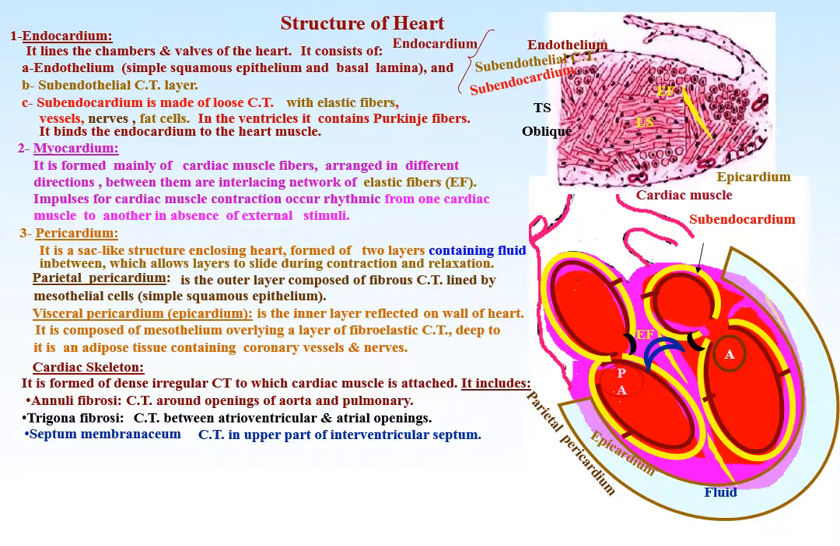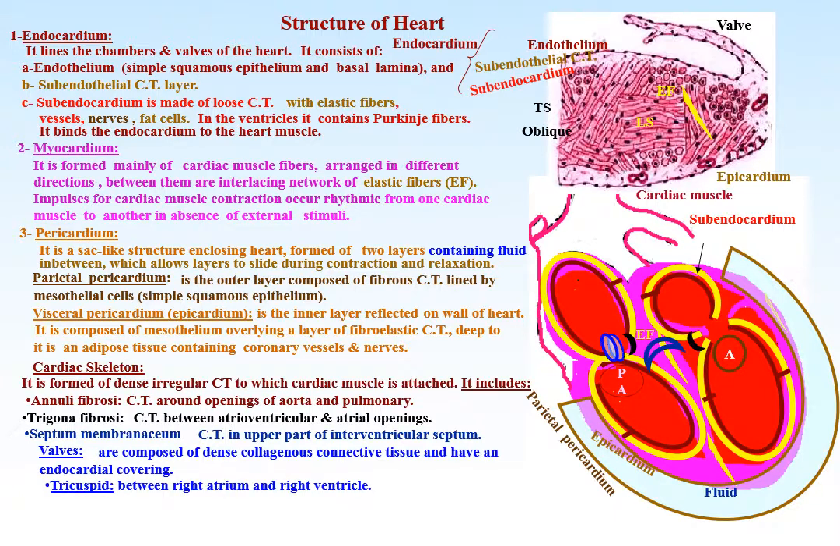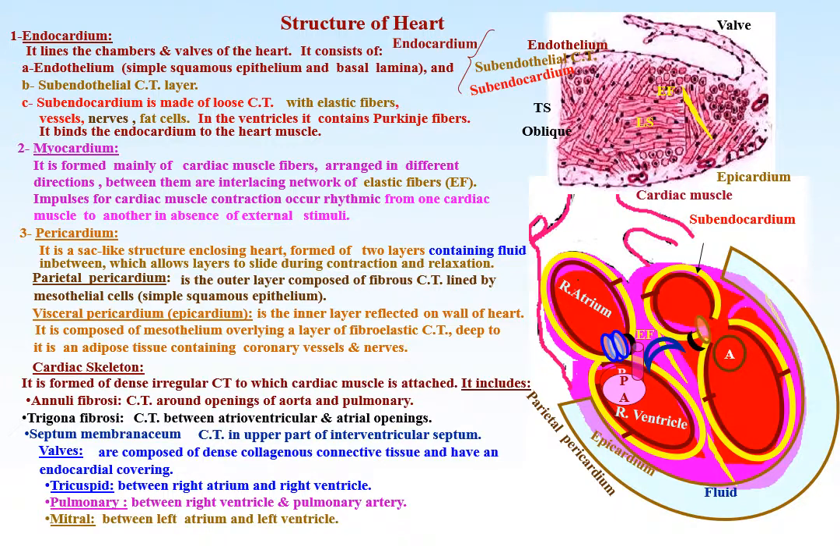Valves are composed of dense collagenous connective tissue and have an endocardial covering. They are tricuspid valve between right atrium and right ventricle, pulmonary between right ventricle and pulmonary artery, mitral between left atrium and left ventricle, aortic between left ventricle and aorta.